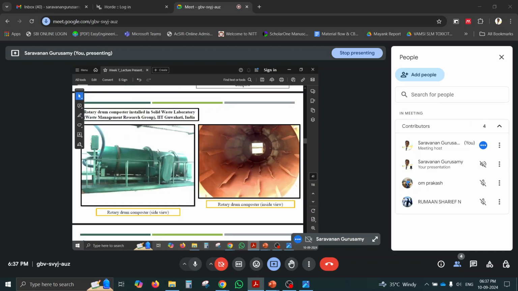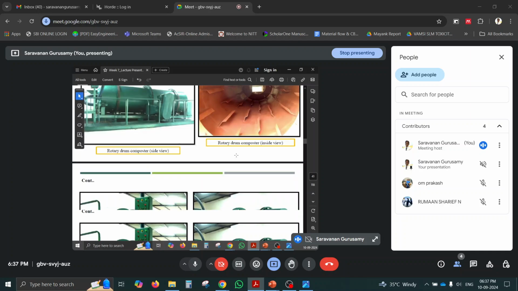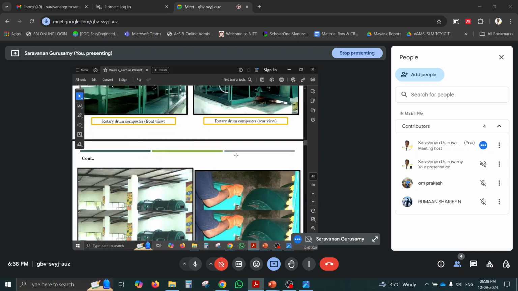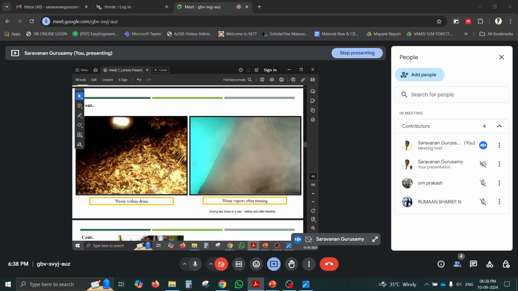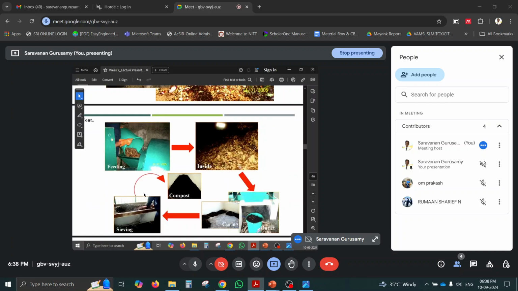This is one of the rotary drums where they are using paddles or blades that mix the material inside the drum. This is a composting shed, then feeding, and then the waste within the drum. While turning, you can see some water vapor coming out. With this high temperature of 70 to 80 degrees, the moisture present in the waste is converted into water vapor and evaporates, and most of the CO2 will get emitted. So these are the initial waste and the final product, and then feeding inside, and then the outlet.